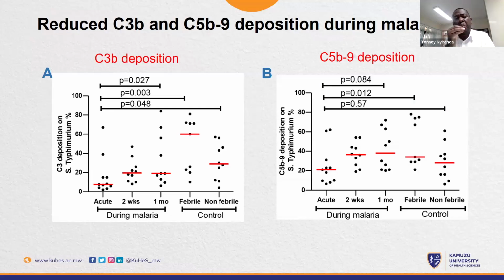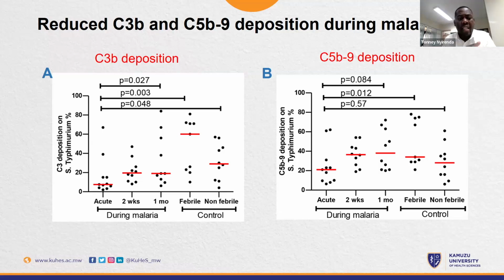Then we went on to assess, because we know that you can assess complement by considering different components of complement, and the killing is mediated by complement. So we assessed the C3 deposition, but also we assessed the terminal events in terms of MAC deposition, so C5b to 9.